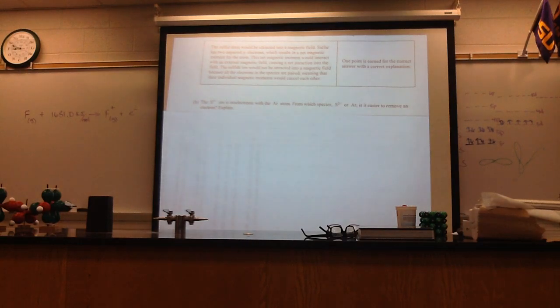S2 minus is isoelectronic with argon. So what does that mean? It has the same electron configuration, so they both have 18 electrons. Which one's going to be harder to take an electron from? Argon. Why? More protons, or in fancier words, it has a greater effective nuclear charge.